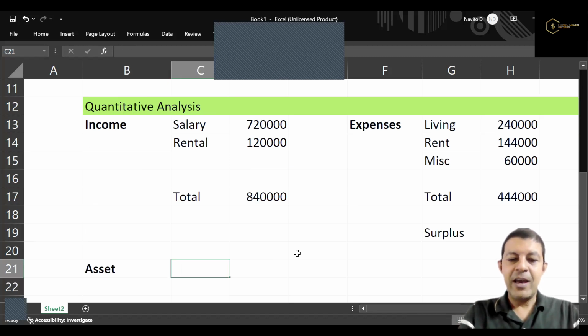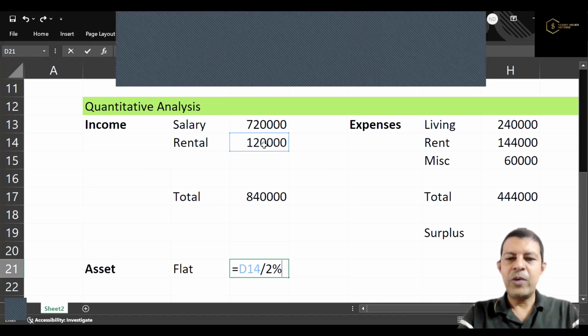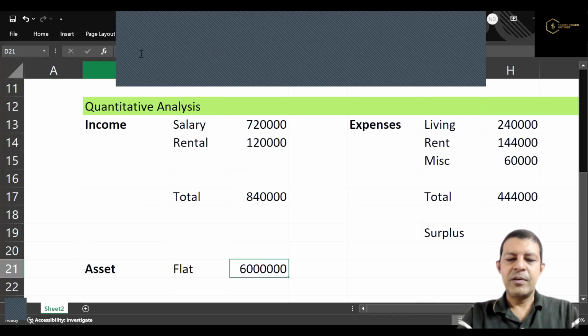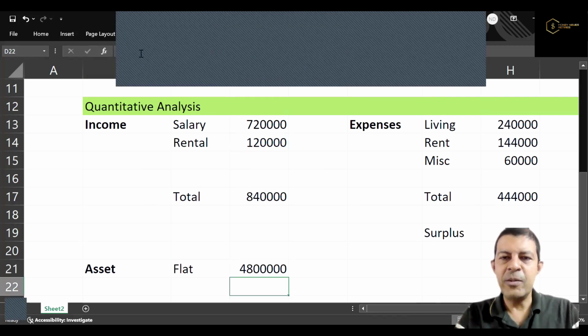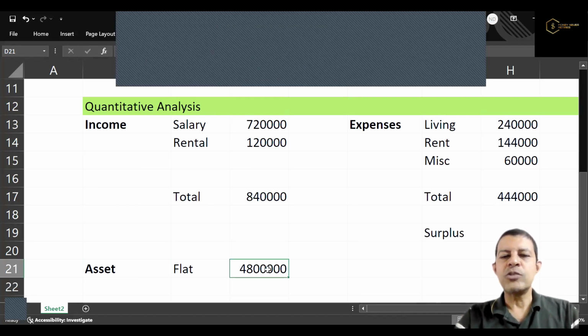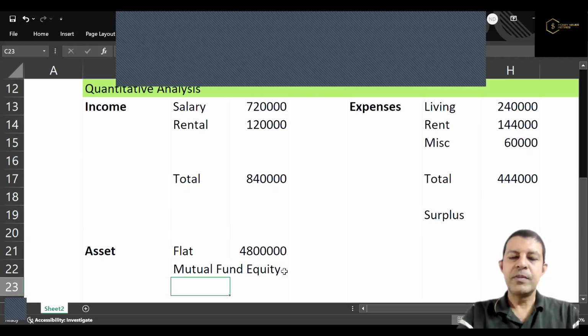Asset. He has a home, a flat. So he's already getting rental income. The value of the flat is roughly about 60 lakh rupees. Roughly, the yield is about 2 to 2.5%. So I've assumed 2.5%. So today's cost of the flat is about 48 lakhs as an assumption. He has certain mutual fund investments being made in equity, long term, and the value of that investment, let us assume, is about 1 lakh today.